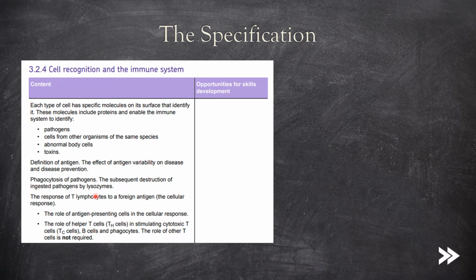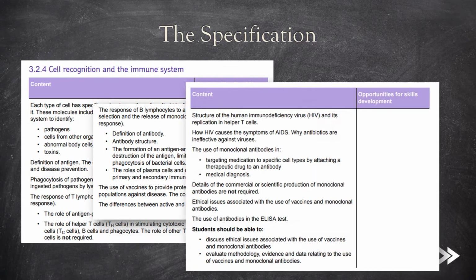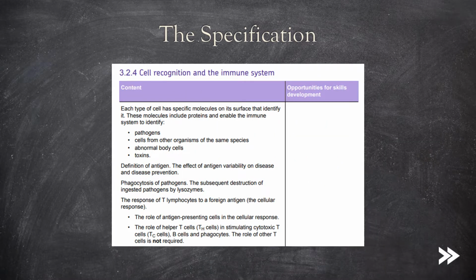Then we have phagocytosis and how they destroy pathogenic material, followed by the two types of immune response, the cell-mediated and the humoral response. Then we have vaccines, as well as the difference between active and passive immunity, followed by HIV, monoclonal antibodies, and finally the ELISA test. But first, let's start at the beginning of this section of the specification.